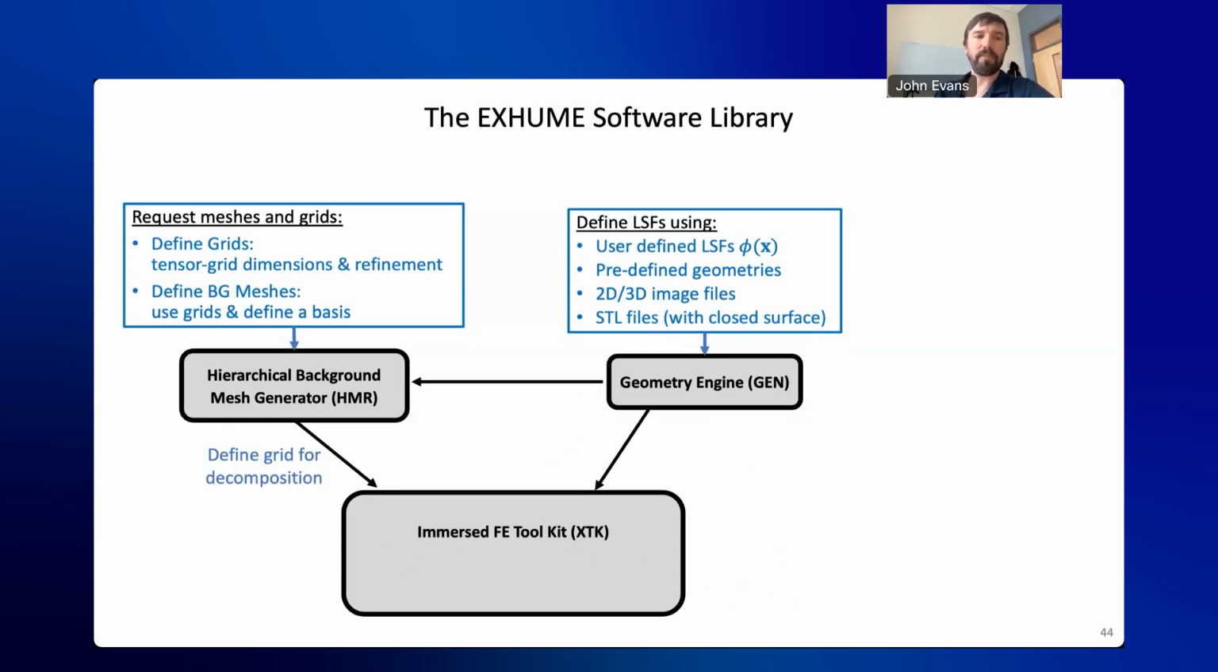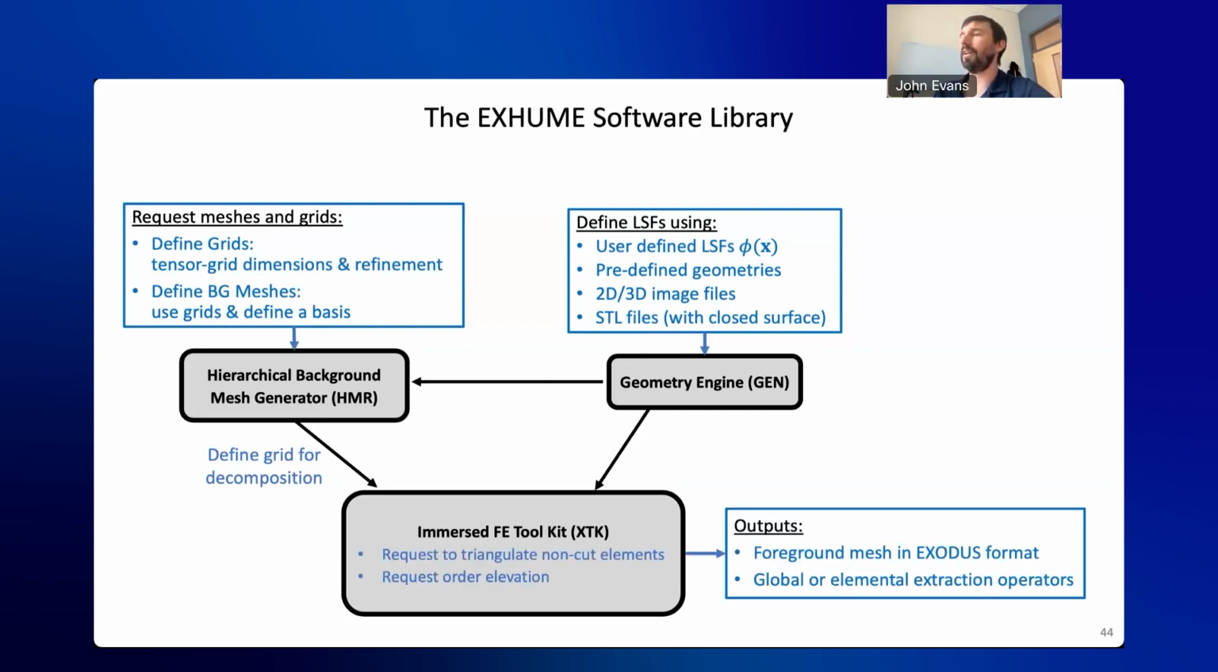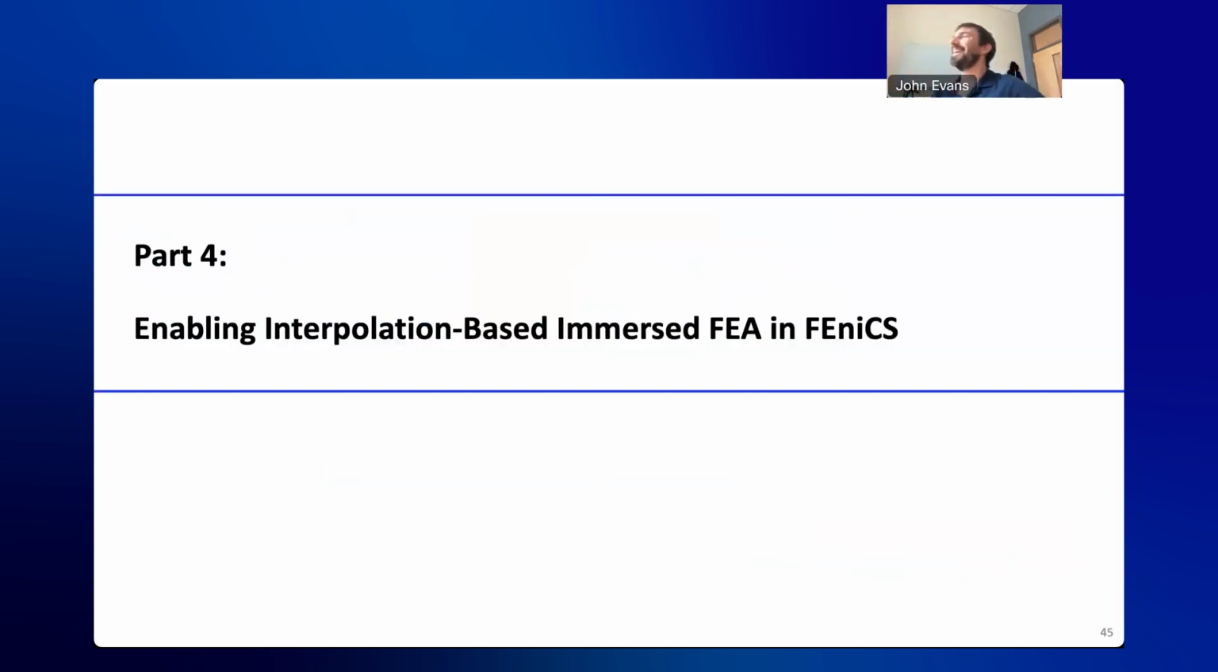And then HMR defines the grid for decomposition, and XTK gives us the foreground mesh that we need for interpolation-based analysis in Exodus format, with either global or elemental extraction operators, as I already alluded to. Okay. Again, a whirlwind tour. I'm trying to cover a lot of ground here today.